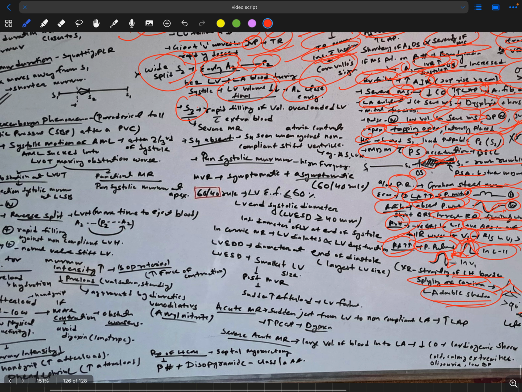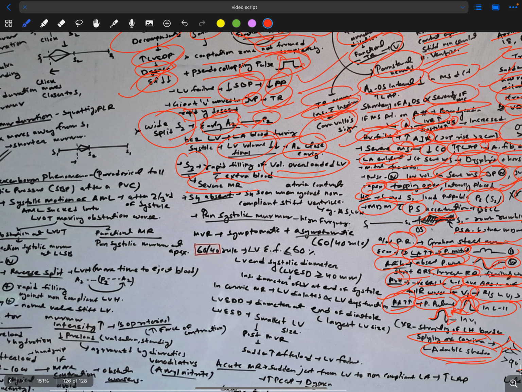So S3 is due to the sound of a failing heart, from rapid filling of a volume overloaded LV with extra blood. In severe MR, there will be LV failure and we will hear the S3. So S4 will be absent; S4 will be heard in AS.